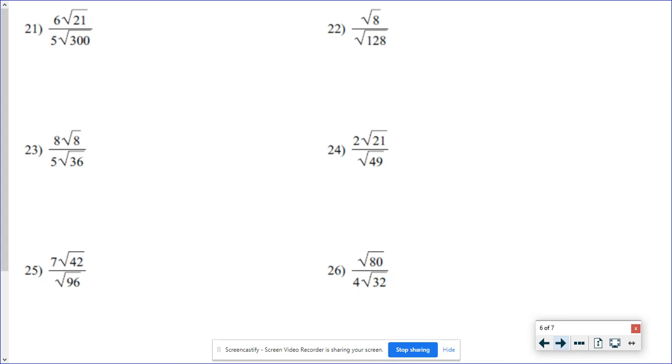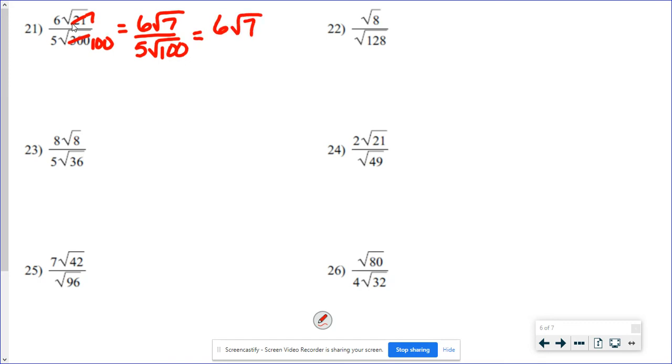On these last couple of problems, it's very similar to those last ones. We just did more of the division because there's just more to worry about with division. Some of these are nice, perfect squares. Some of them are not. So for 21, for instance, the 21 and the 300, I could divide both of those by 3. If I do, this will be a 7, this will be 100. So I really have 6 rad 7 over 5 rad 100. 6 rad 7 is just done. But 5 times the square root of 100 is 10.